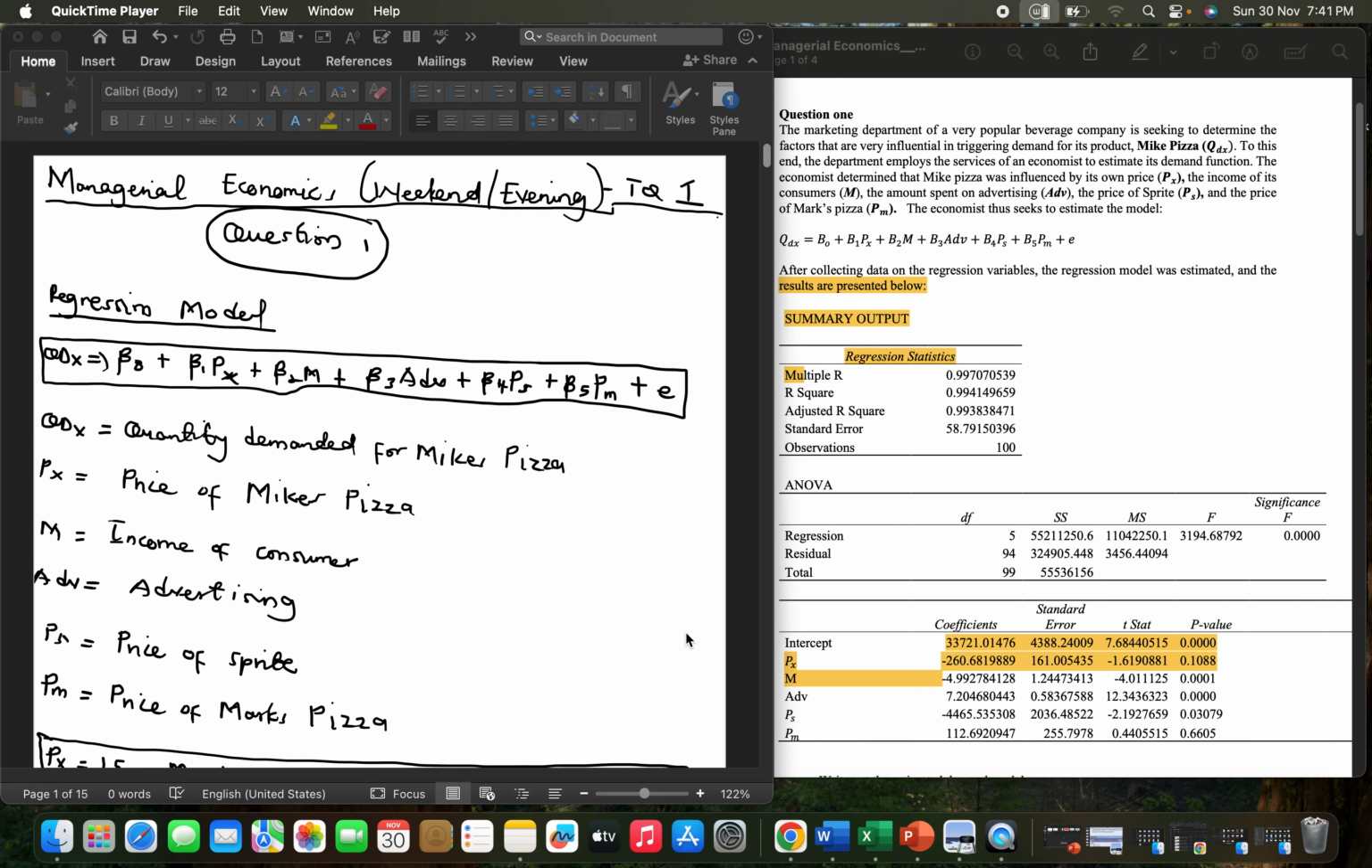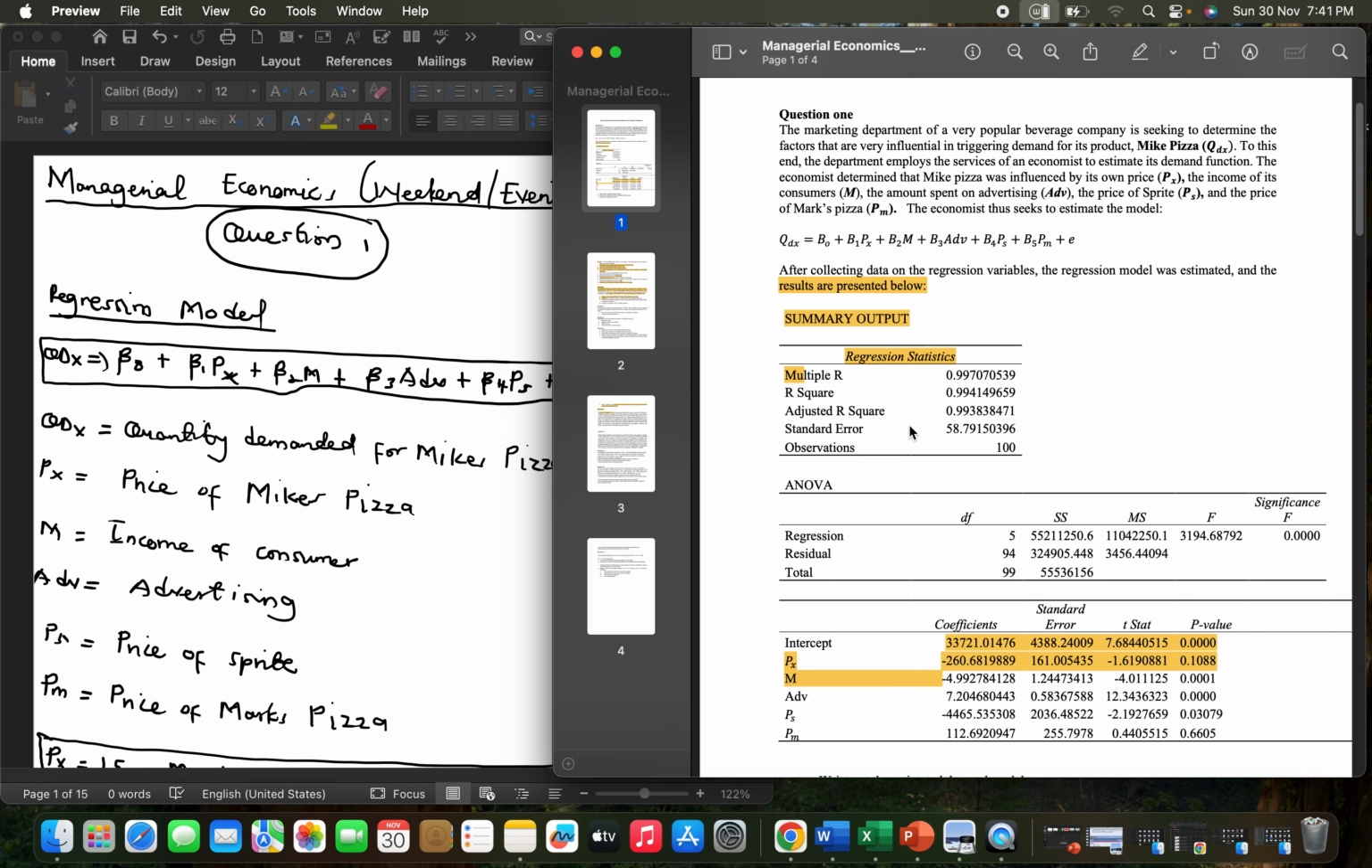Okay, so I welcome you guys back to our managerial economics tutorials. Finally, we are back to solving our first question. That's the regression model, what we call demand estimation, where we deal with regression analysis. So with question one, let me pin the question. So, question one.